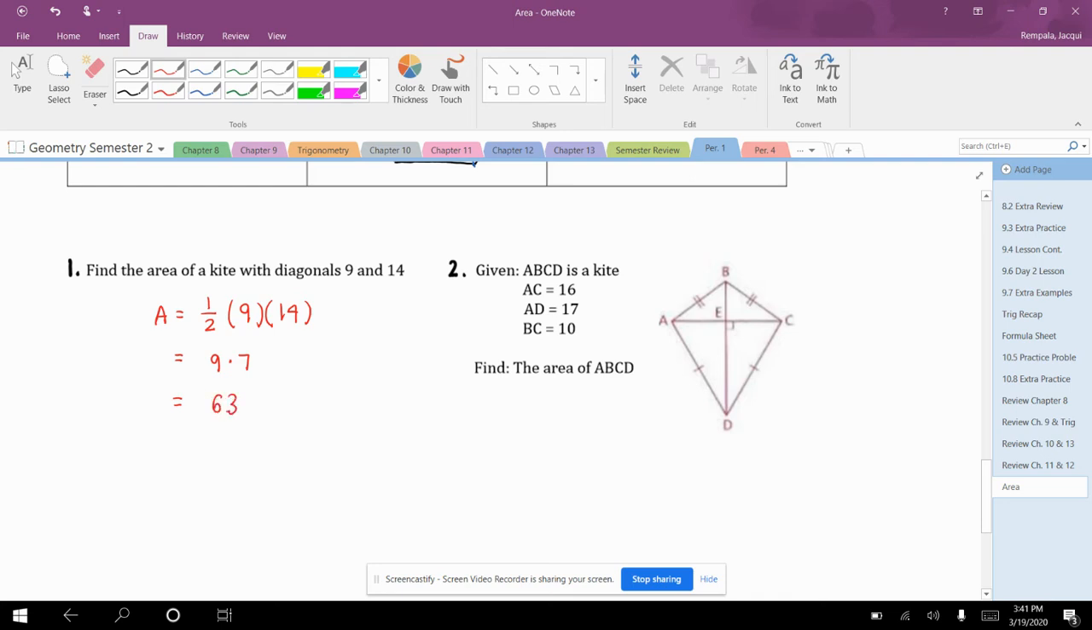That gets me 63. In this particular problem, they don't give me units, but I do want us to get in the habit of putting units, but our units have to be squared because we are talking about area. So this would be the area of our kite.